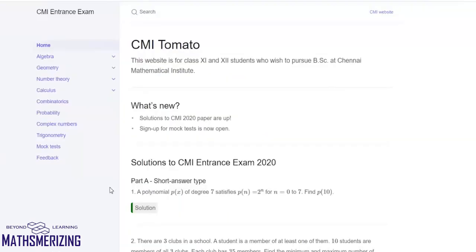Now we'll start with the 2020 solutions. The first question is: each student in a small school has to be a member of at least one of the three school clubs. It is known that each club has 35 members. It is not known how many students are members of two of the three clubs, but it is known that exactly 10 students are members of all three clubs. We need to find the largest possible total number of students and the smallest possible total number of students.